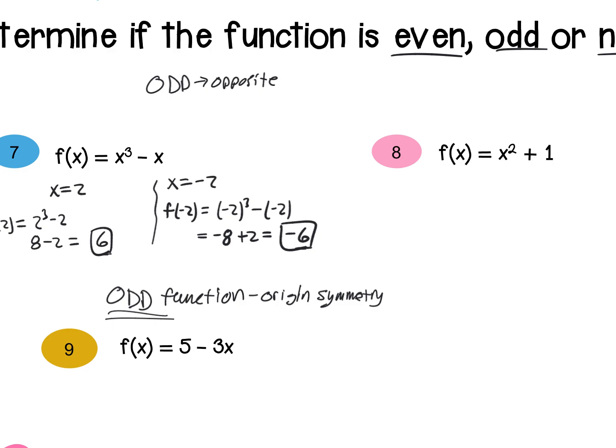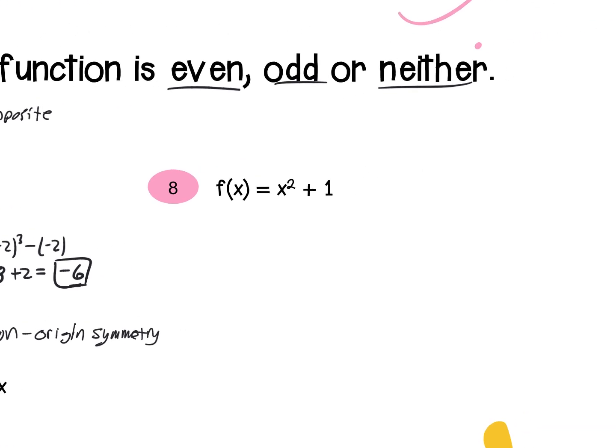All right, now let's try the exact same thing with the next one. I want to determine if this is even, odd, or neither. I'm just going to pick an easy number, so I'll just stick to 2. x equals 2, x equals -2. And now I'm just going to see what happens with 2. So I get f of 2 is 2 squared plus 1, which is 4 plus 1. So 5. We get 5 for 2.